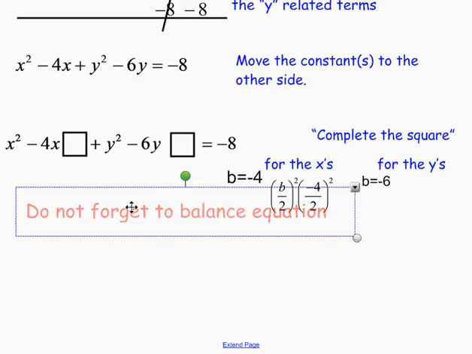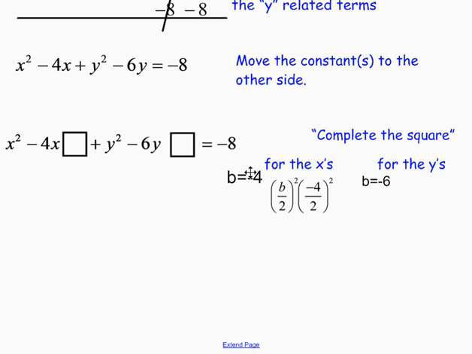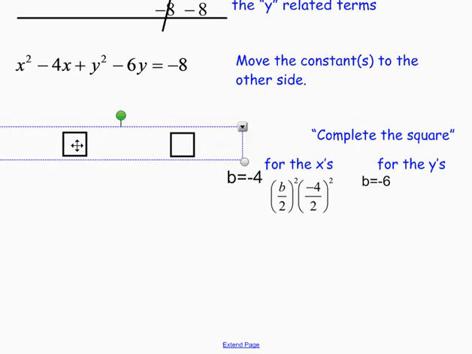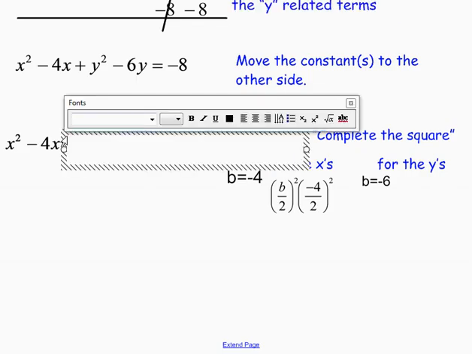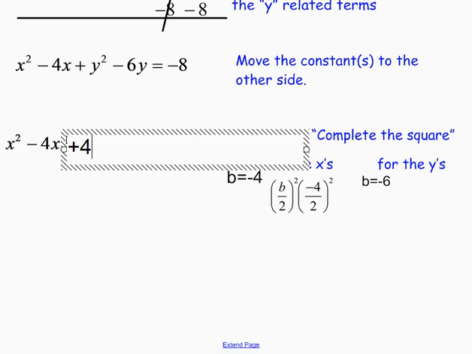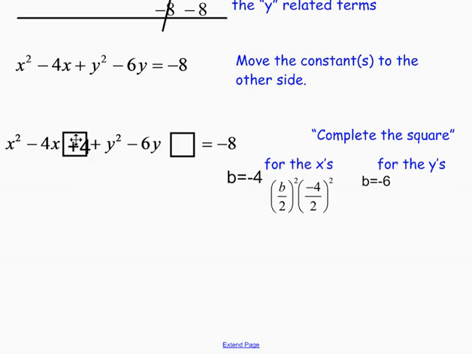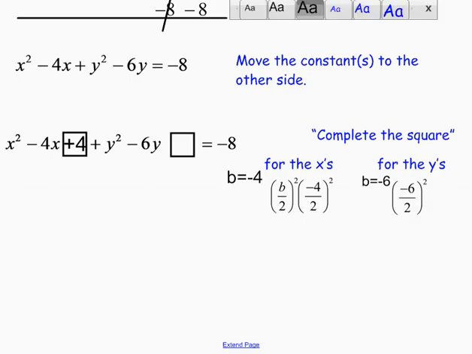Oops, I don't need this yet. Let's get rid of that. So that means I'm going to add 4 here to complete the square. Now for the y's, b is negative 6, so negative 6 over 2 is negative 3, and then negative 3 squared is 9. So I get 9 over here.